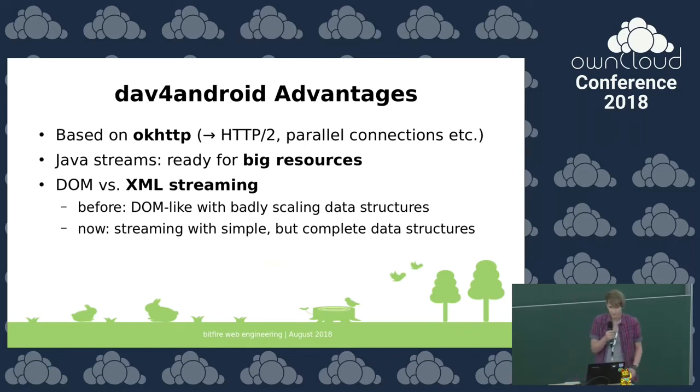It uses Java byte streams, so you can use it for big resources. This is a thing if you upload and download files, like in ownCloud, large files, especially on platforms with limited resources, like mobile phones. So you don't need much memory to process large files and also large XML responses, which is the next point.